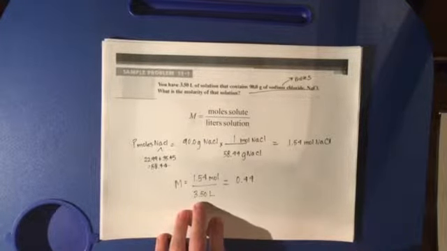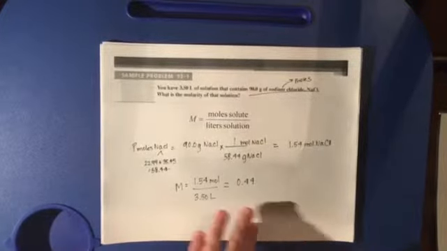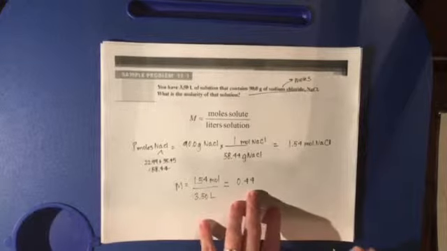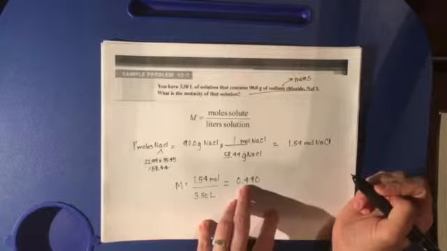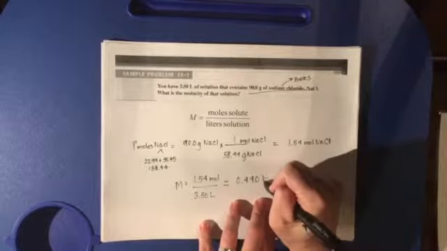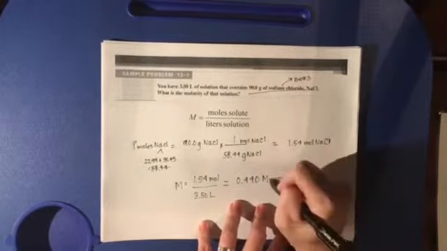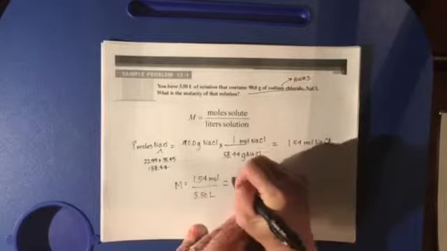However, we need 3 significant figures. So this is an example of when you're going to be adding an extra significant figure. So I'm going to add a 0. And so that's 0.440 molar NaCl.